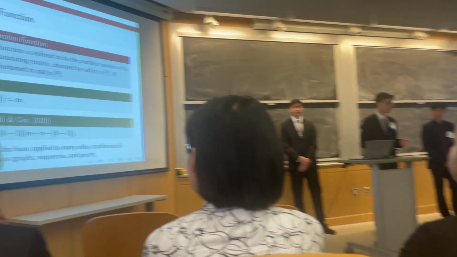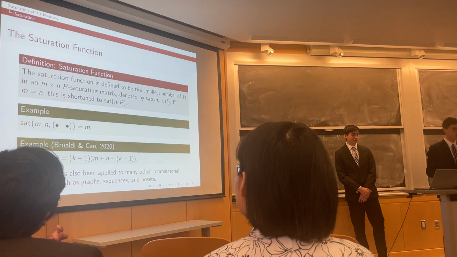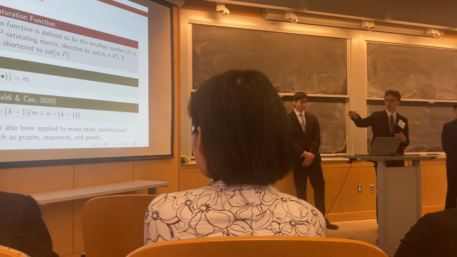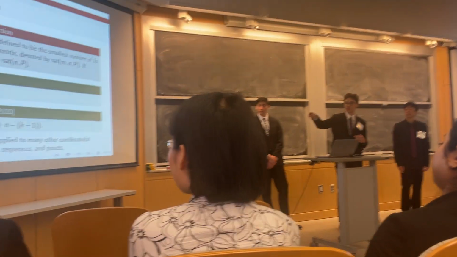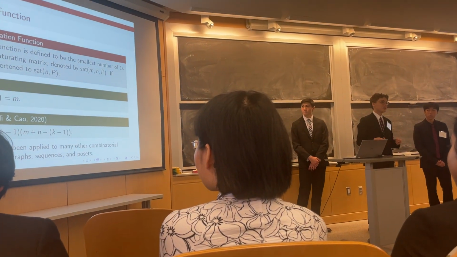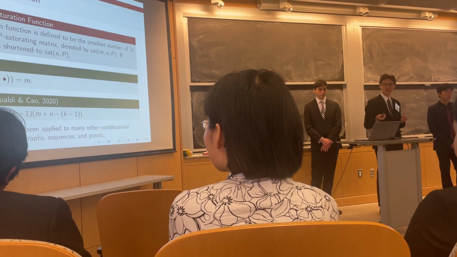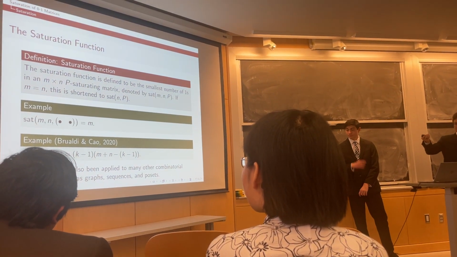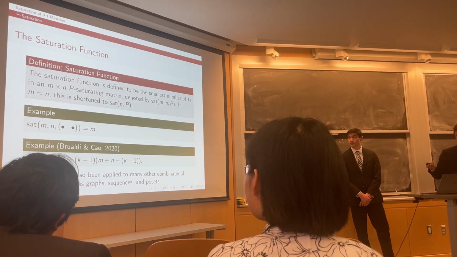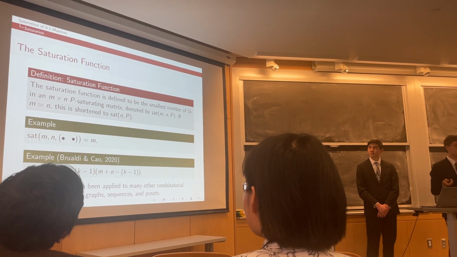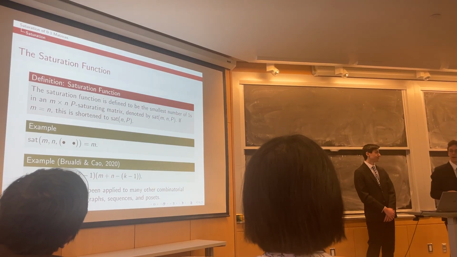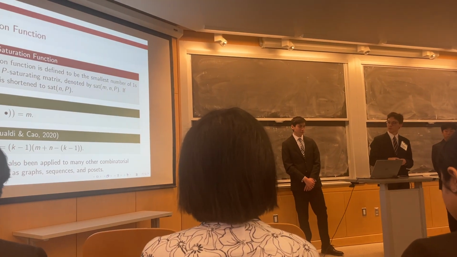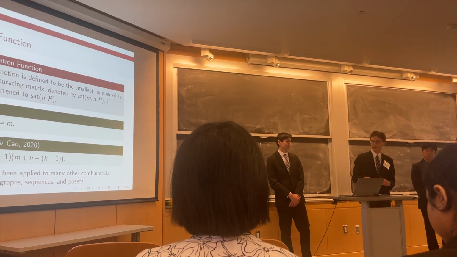And so the notation here, we call this the saturation function, is the minimum number of 1s in an m by n matrix saturating for P. And what we just saw was that that saturation function is just equal to m. It's also been calculated for some other specific examples of matrices, like for instance the identity matrices. We know the specific value of the saturation function there. And there are also other concepts similar to saturation for other combinatorial structures like graphs and sequences, but we've just focused on matrices.